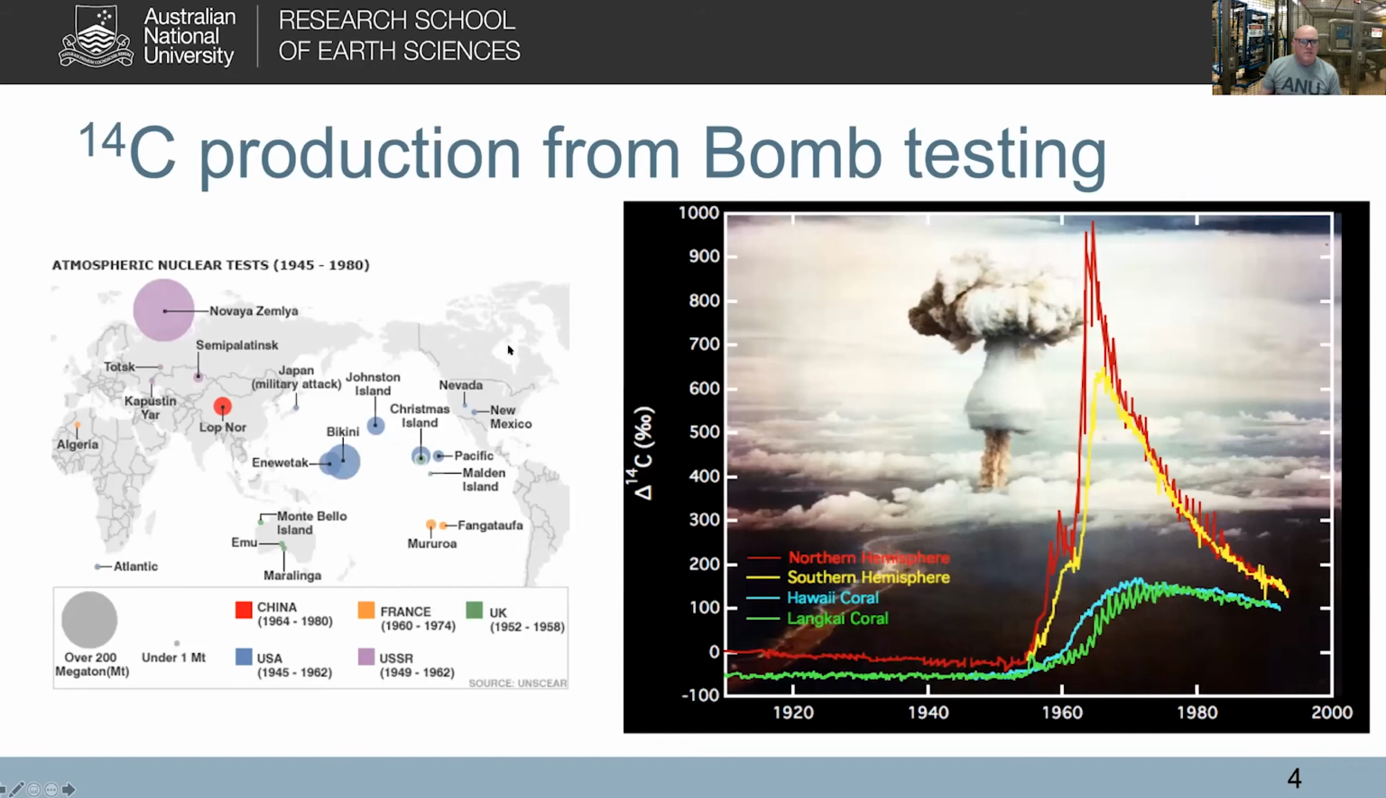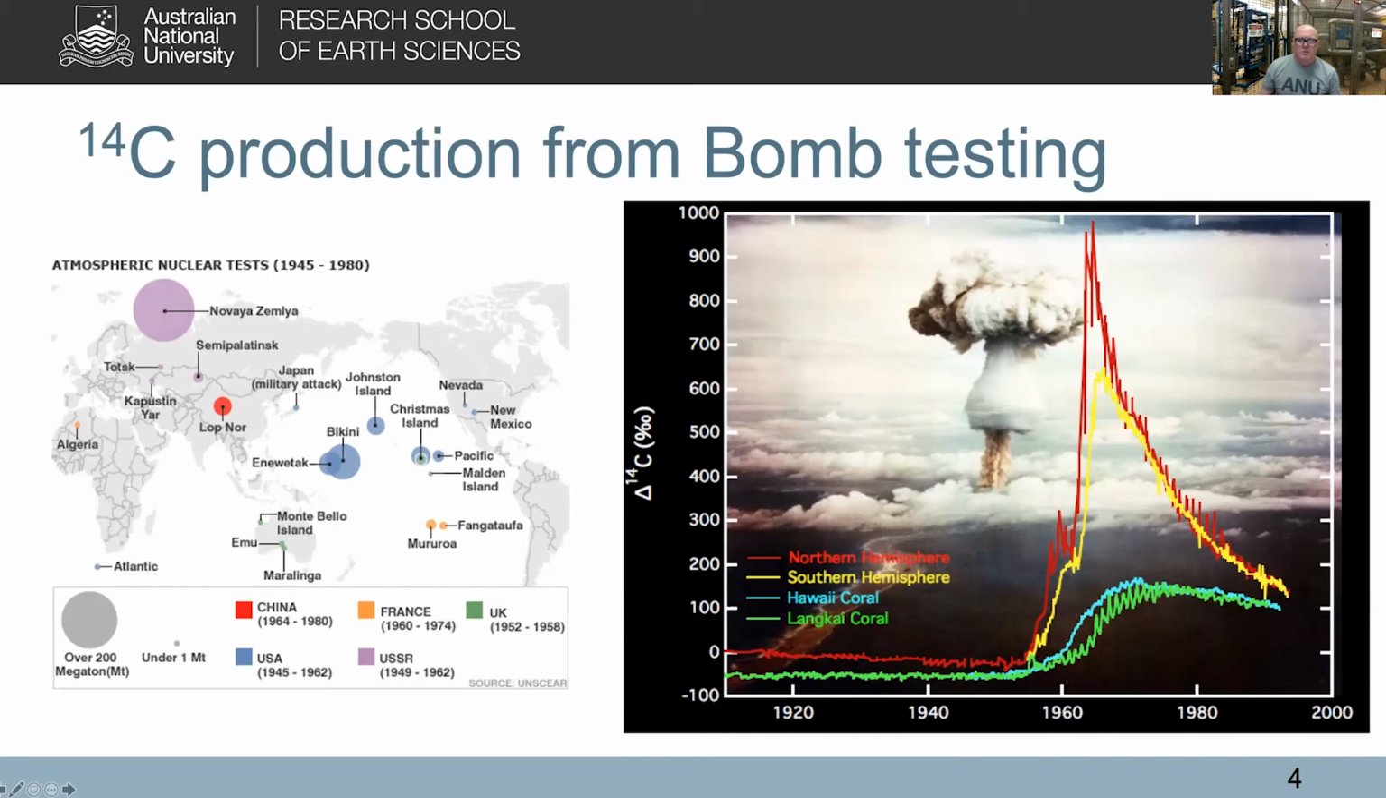Here we just kind of see where all of the tests occurred across the globe. Quite a large number of them were in the Marshall Islands in the Central Pacific, tests by the United States and the Soviet Union up here. But what happened is that all of the tests essentially doubled the amount of carbon-14 in the atmosphere.